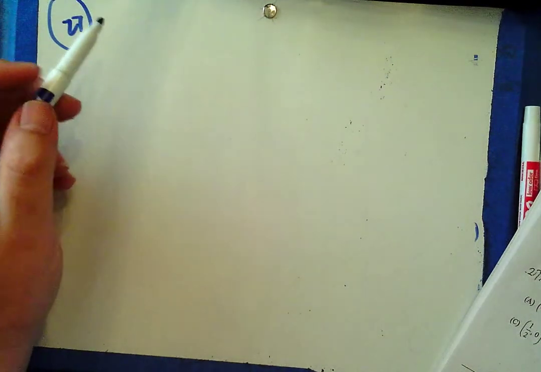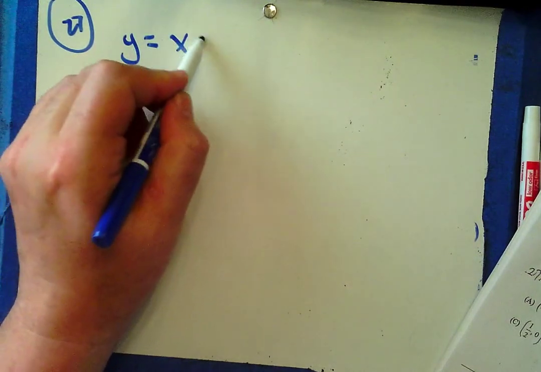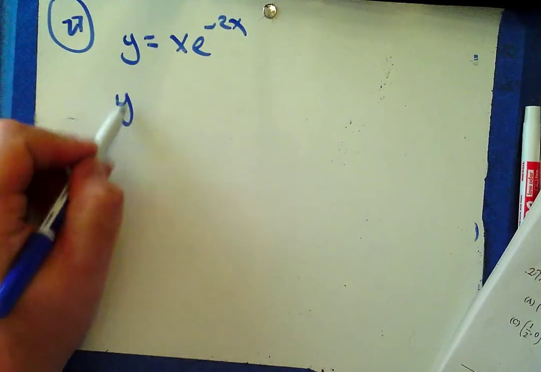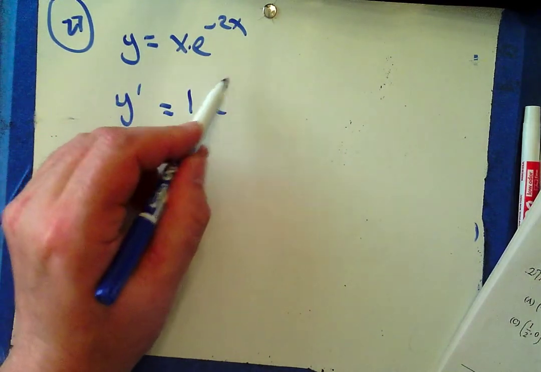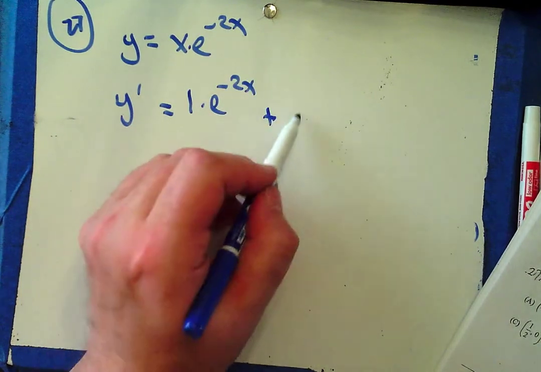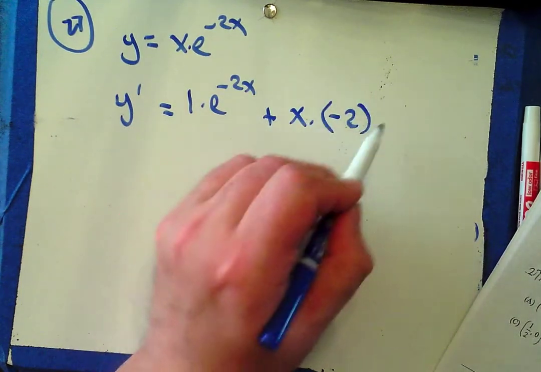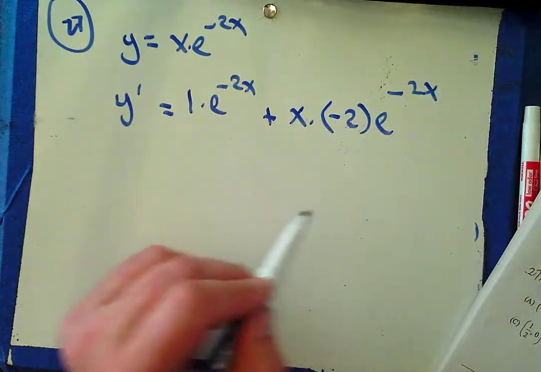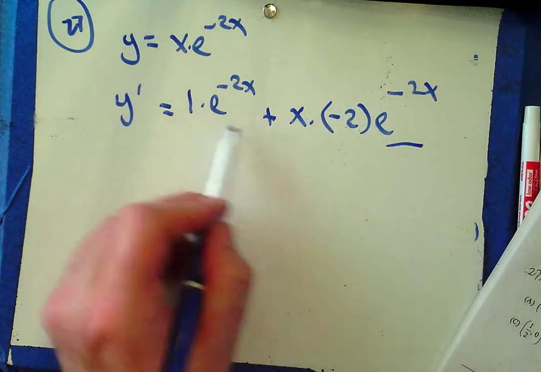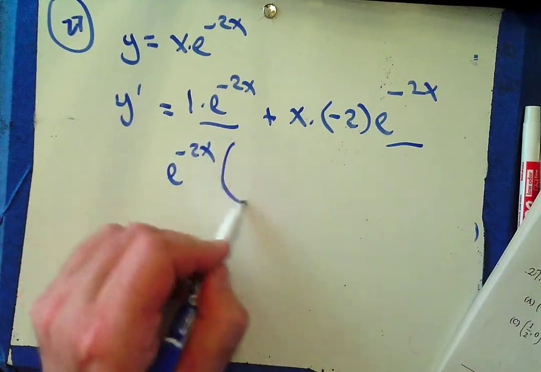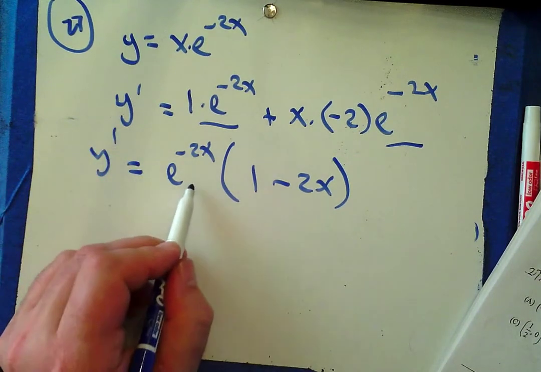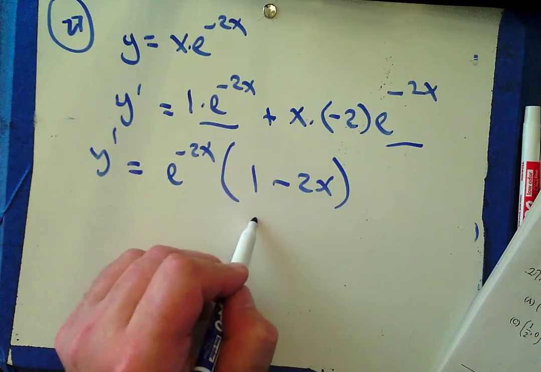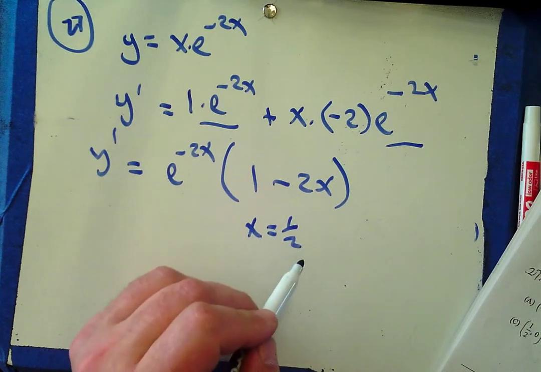27. At what point on the graph is the tangent horizontal? X e to the minus 2x. So I need to know when y prime equals 0. This is the product rule, 1 times e to the minus 2x plus x times negative 2 e to the minus 2x. Factor out an e to the minus 2x from both of these, and we get 1 minus 2x. There's y prime. This is never equal to 0. This is equal to 0 when x equals 1/2.